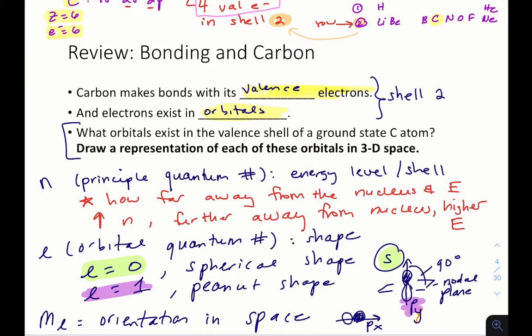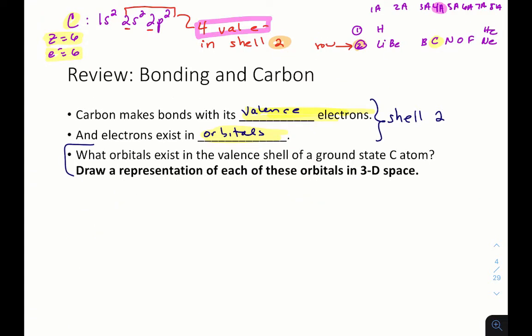And now we're going to apply these ideas quickly to the valence shell orbitals for carbon, because remember, those are going to be making the bonds. All right, valence electrons are the highest energy electrons, and they do the bonding. Carbon's valence shell is shell 2 with principal quantum number 2. When principal quantum number is 2, there are 2 possible values of the orbital quantum number, which, if you remember, goes from 0 to n minus 1. So for n equals 2, L could equal 0 or 1.